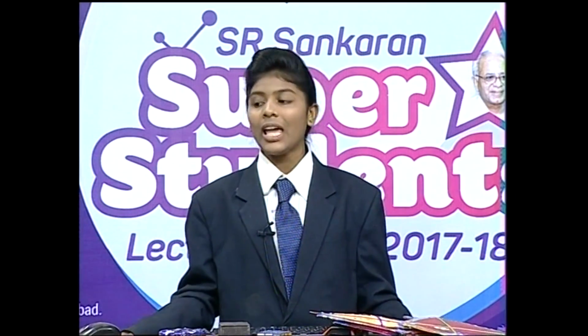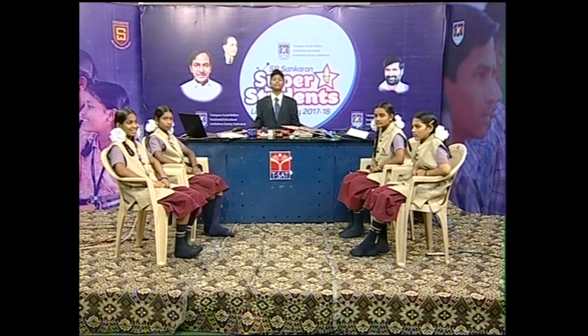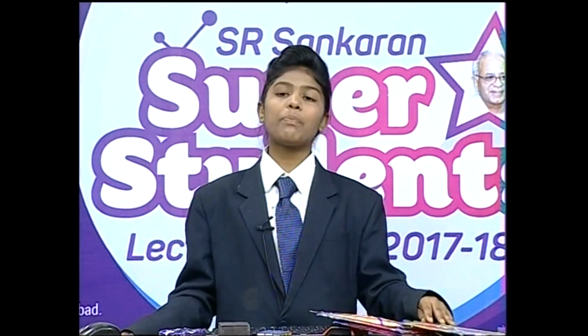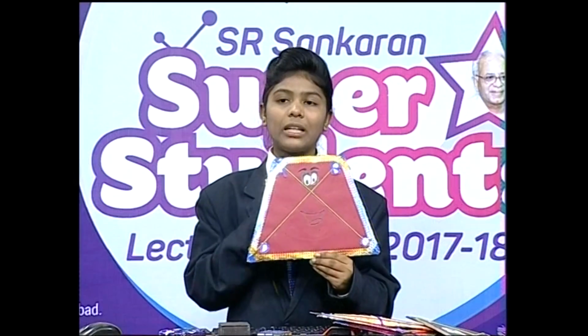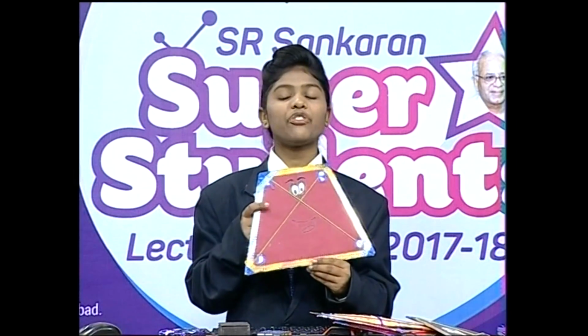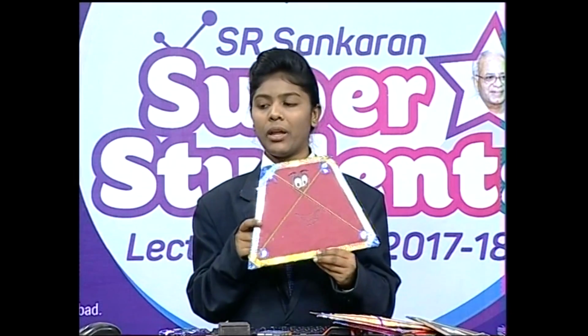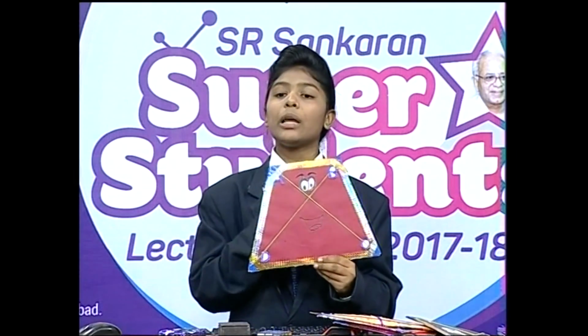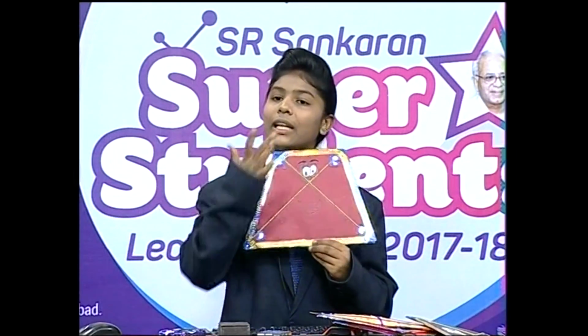Once again we see the properties of the trapezium. The first is one pair of opposite sides are parallel. Hence, AB is parallel to DC. The second property of the trapezium is two pairs of adjacent angles are supplementary. So angle A plus angle D is equal to 180 degrees.